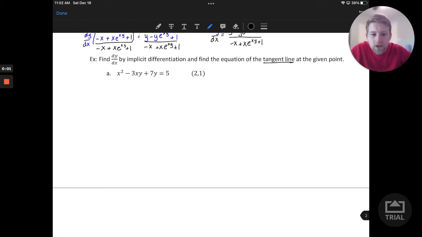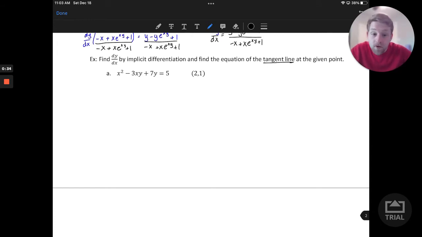Welcome. In this video, we are going to take a look at more implicit differentiation, and we're going to take the next step into considering how to find tangent line equations at a given point on the curve. So we have the first example here as x squared minus 3xy plus 7y equals 5, and we would like to find the equation of the tangent line at that given point (2, 1).